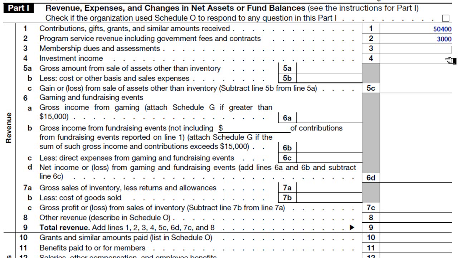Line 4, investment income. Of course, most small organizations filing a Form 990-EZ don't have a lot of investment income, but it would be dividends or interest that you earn on some money or stocks that you own. Line 5A, gross amount from the sale of assets other than inventory. So this would be like a capital asset or something. Perhaps the organization had some furniture that it used in its operations or a vehicle and they sold that. You would include the sales price and the basis here to determine your gain or loss.